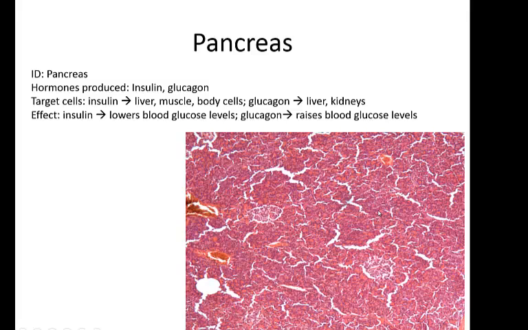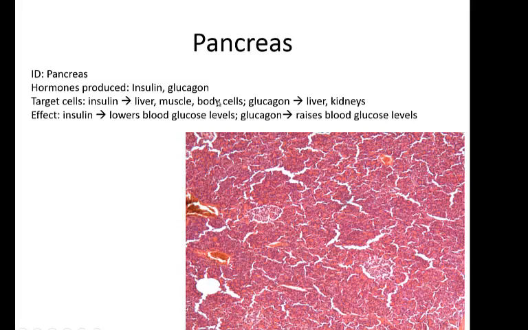They make digestive enzymes to help you digest all of the foods that you eat. Proteins, carbohydrates, lipids, nucleic acids are produced by the acinar cells, A-C-I-N-A-R, acinar cells. And then these are the islets of Langerhans. These islets of Langerhans are made of alpha and beta cells, and the beta cells make insulin. Alpha cells release glucagon. And insulin has the target cells of liver and muscle and body cells.